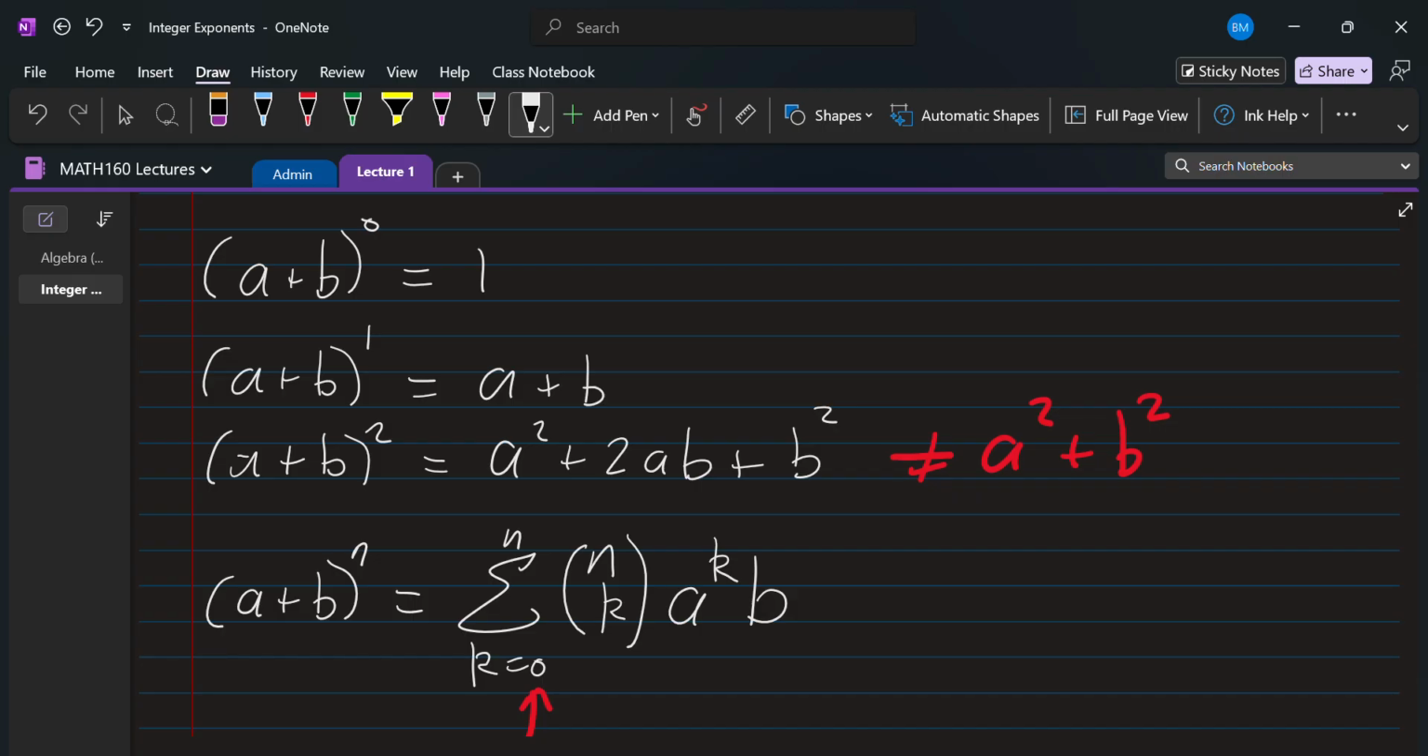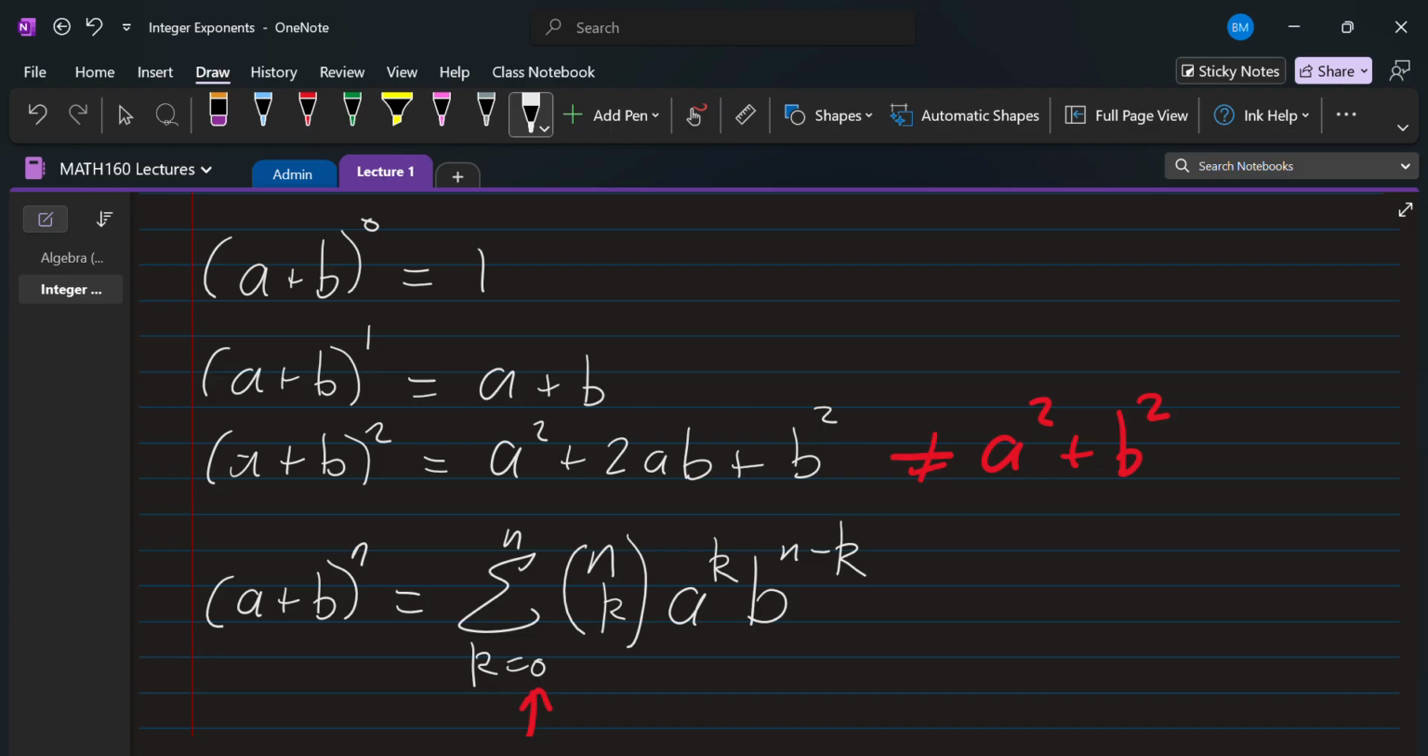Okay, then we have n choose k. I'll go through that in a bit. We have a to the k, where that's the first term, a to the power k. k is the index of the summation. Times b, that is the second term, and the exponent is whatever's left over between k and n. So that will be n minus k.